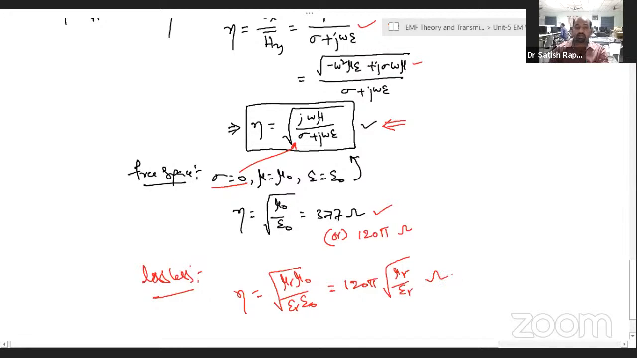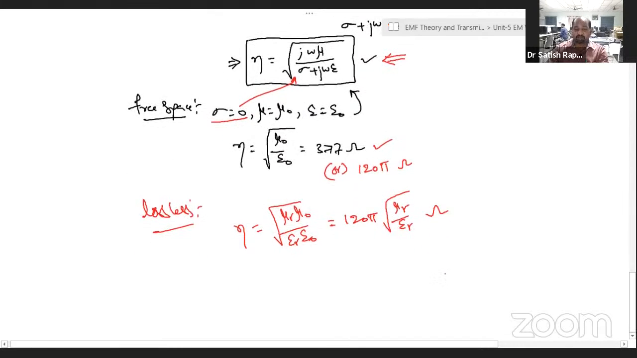So this is eta for lossless media. We can determine intrinsic impedance only if we know mu r and epsilon r of the media. Without knowing the mu r and epsilon r values, we cannot determine intrinsic impedance.